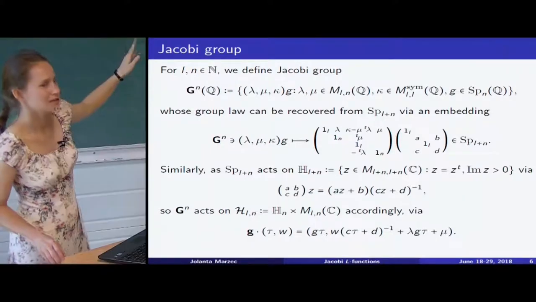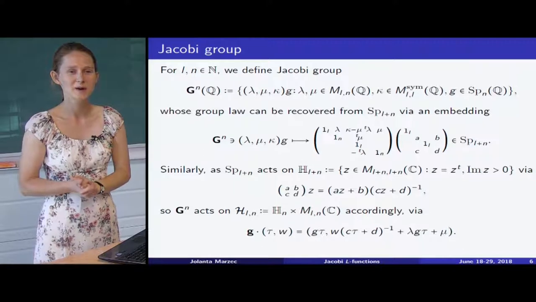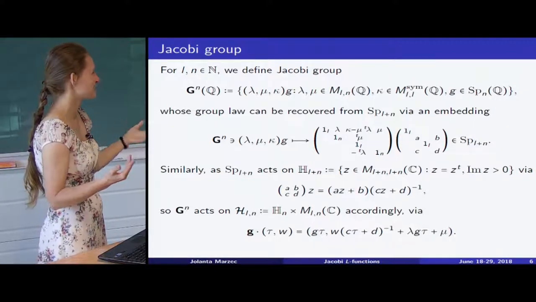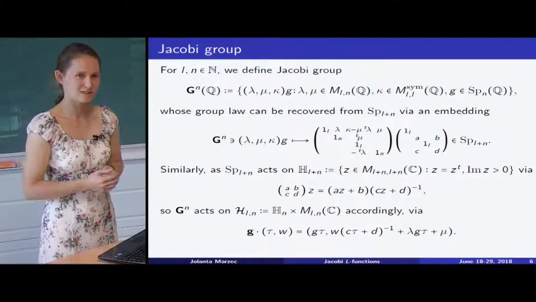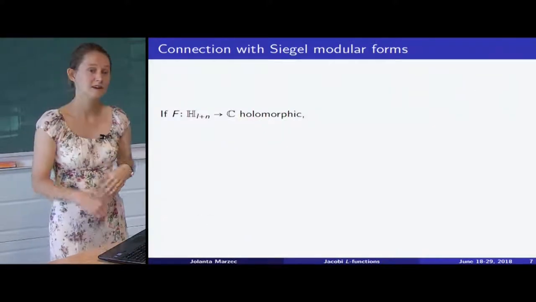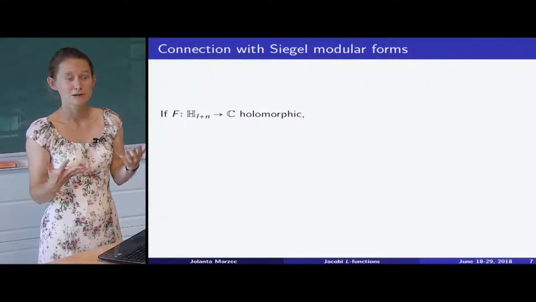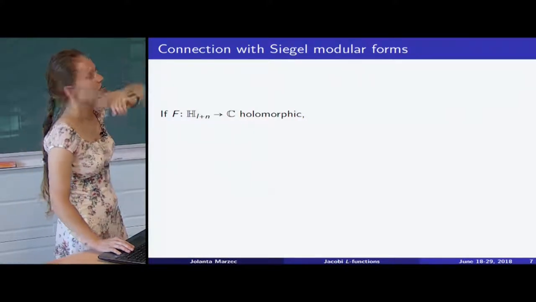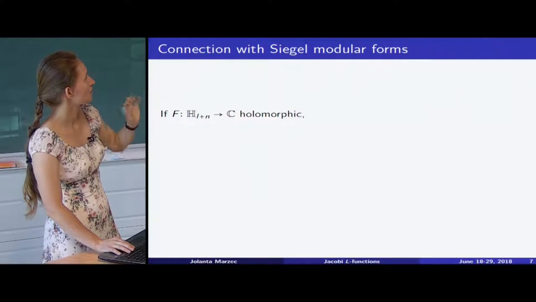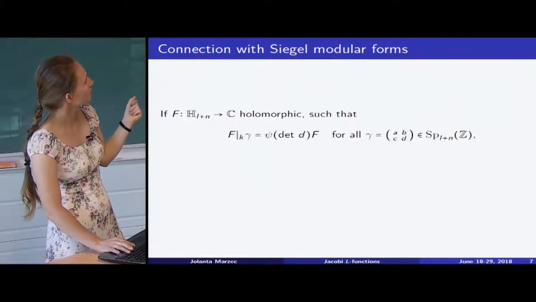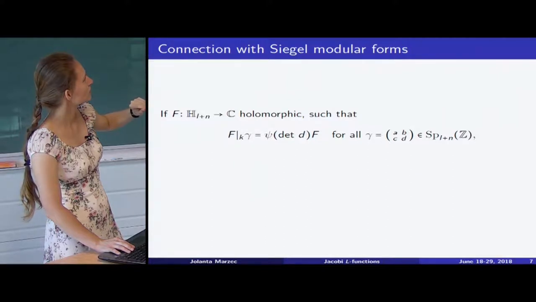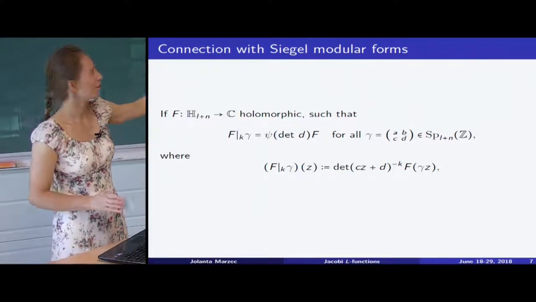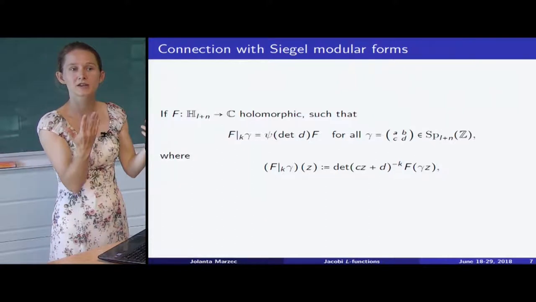But then when you see this Jacobi group, you may wonder why would anybody study such an object, how people could come up with the definition of Jacobi group and Jacobi forms, and why they are useful at all. Well, the reason is that they are very closely related to Siegel modular forms, as we have seen a little bit. Just to remind you, Siegel modular forms are holomorphic functions on the generalized upper half complex plane, invariant under the action of symplectic matrices, and the action is as follows.